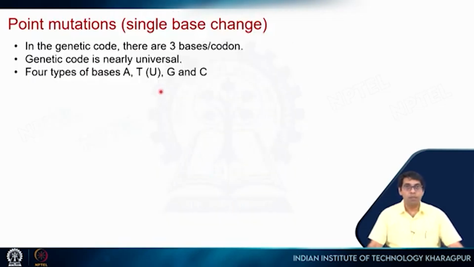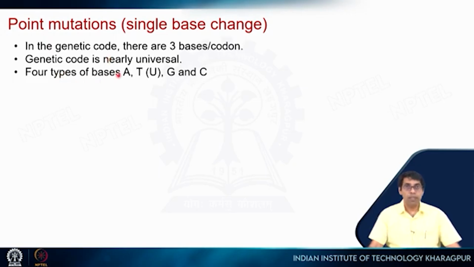So here is a summary of what I just discussed. In the genetic code, there are 3 bases per codon, right. Each amino acid is encoded by a codon, and in one codon there are 3 bases. The genetic code is nearly universal. It is not absolutely universal, but it is nearly universal among all organisms.